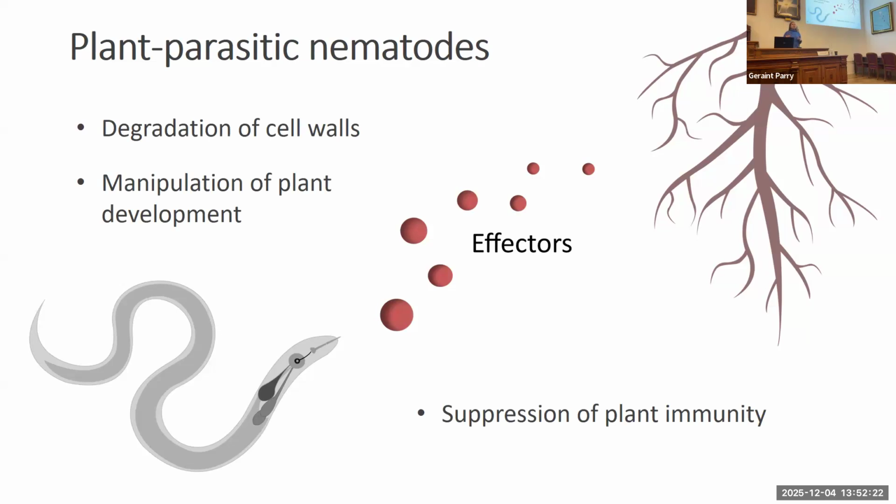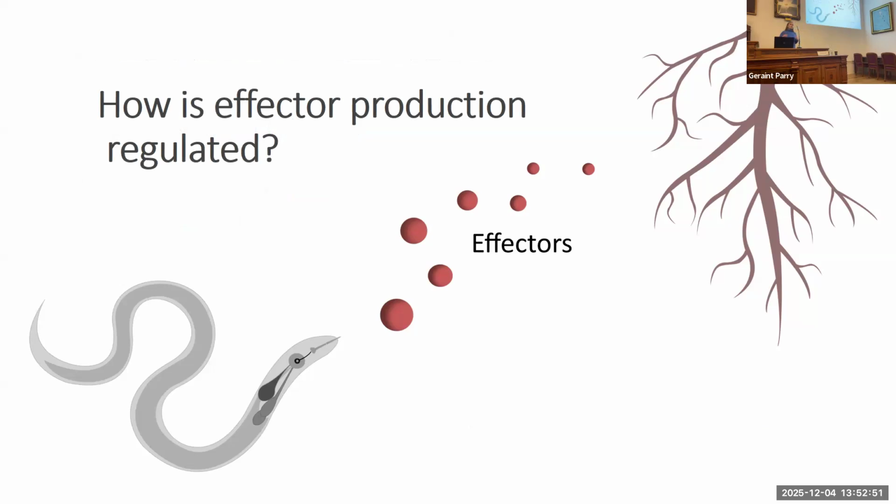Over recent years, we learned a little bit more about what these effectors do. But what we still know barely anything about is how effectors are produced. That's important, because you can imagine if we can find some central regulator inside the nematode that regulates the production of a bunch of these effectors, we could target that regulator, and by doing so, target a lot of effectors at the same time and take away the key tools that the nematodes need to parasitize the plant. So how is effector production regulated?